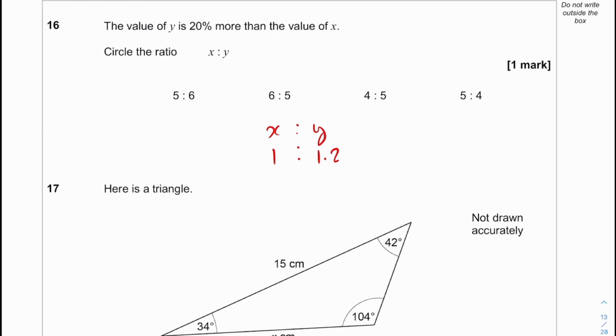What we can then do is multiply both sides by 10, so what we are left with is 10 to 12, and then we can divide by 2 to get the ratio of 5 to 6, so the answer is 5 to 6.